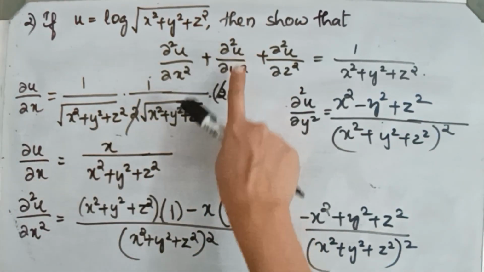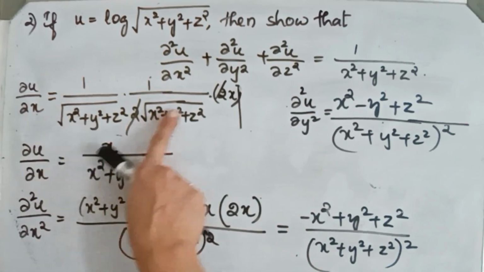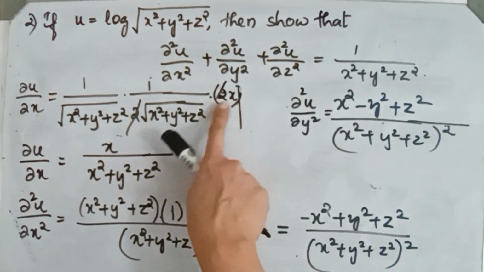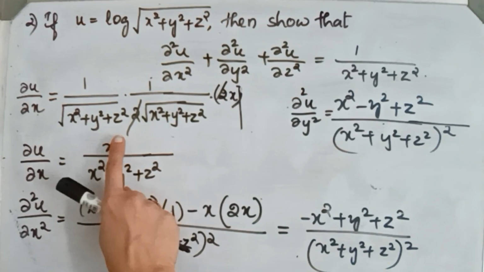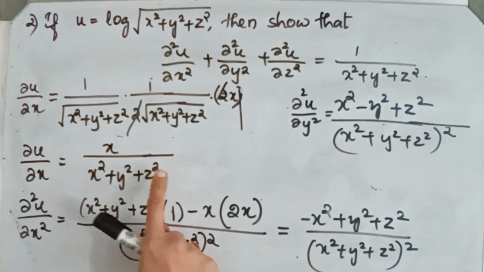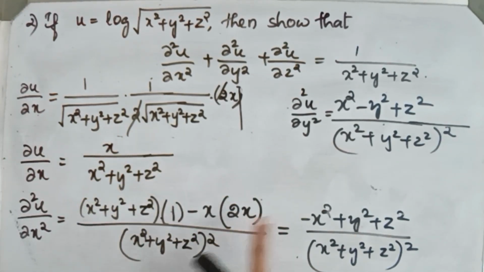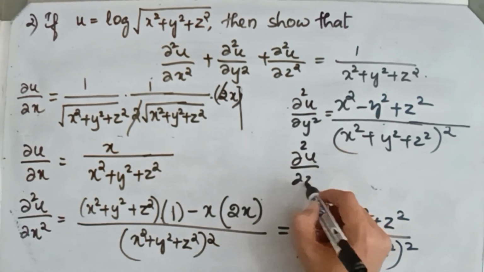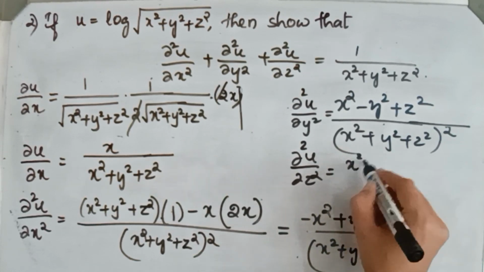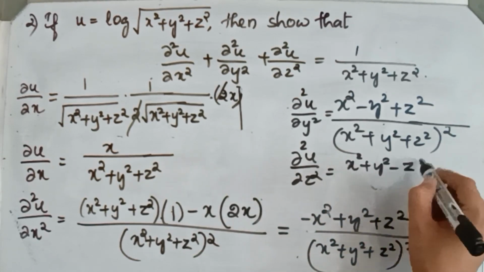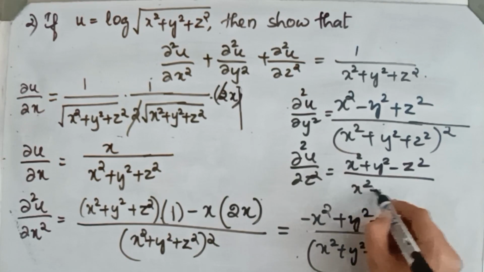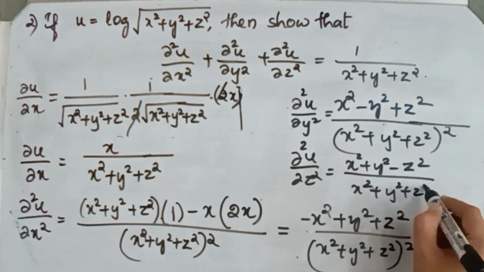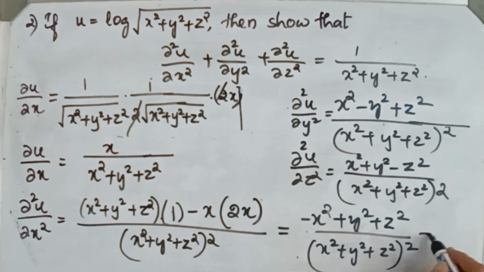First to find dou u by dou y, everything is the same here. Instead of 2x you have 2y. 2 cancels. Then you will get y by x square plus y square plus z square. Then again the quotient rule. You will get negative for y instead of x. Similarly, dou square u by dou z square equal to x square plus y square minus z square divided by x square plus y square plus z square whole square. This is your dou square u by dou x square.